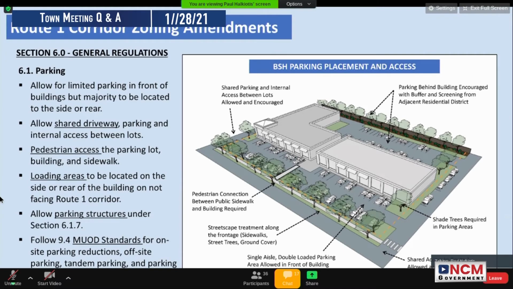Parking will be allowed in front of the buildings, but the majority of the parking we would like to encourage to be on the side or the rear. This is a contemporary way of laying out a site and buildings. And we think that by creating these new buffer strip requirements along the road, eventually over time, it'll help green up the road. It'll address that urban heat sink effect. It'll provide pedestrian access so that folks that want to walk two doors down to get a sandwich for lunch won't have to be walking on a dirt path on the side of the road.